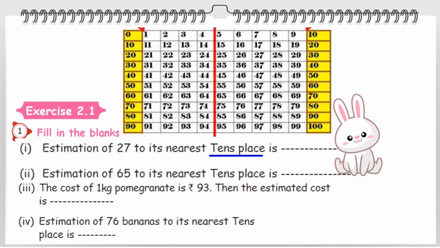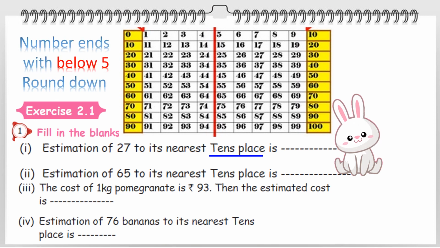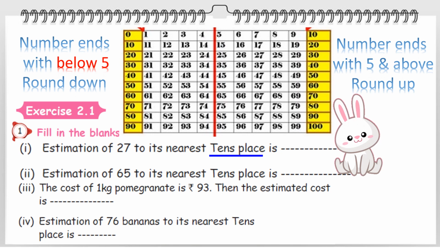round off table, and as you know, if the number ends with below 5, you have to round down. Clear? So this is the tip you have to keep in mind. Don't forget, if the number ends with 5 or 6 or 7 or 8 or 9, you have to round up to the nearest 10. Clear? Okay, just listen.